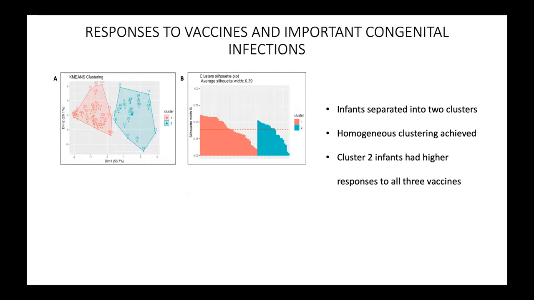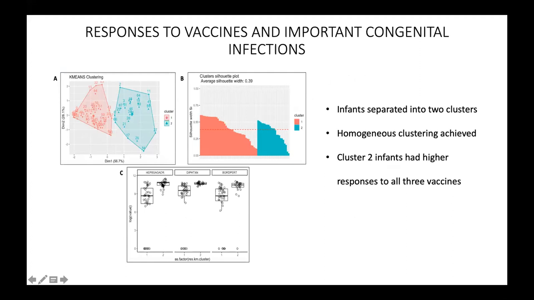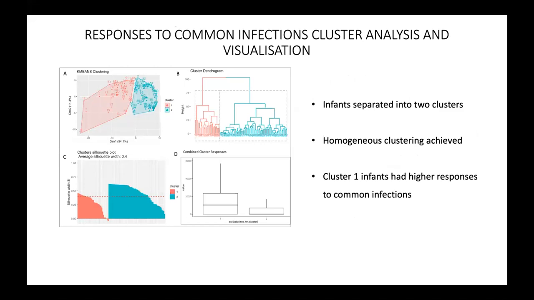For vaccine responses, I observed that the infants clustered in two different clusters, as we can see here. And then the infants in cluster number two actually had higher responses to these vaccines compared to those in cluster number one. And then for common childhood infections, still that's clustering into two clusters, and cluster number two infants had lower responses to these common childhood infections. So I went ahead now to use random forest to assess whether there's any congenital exposure that is driving this kind of clustering that I was observing.